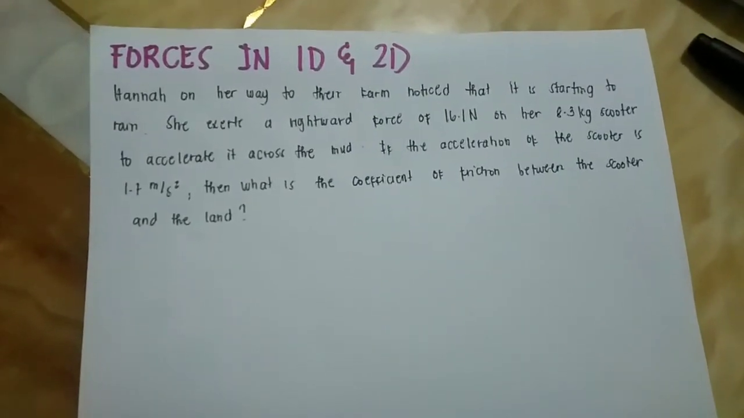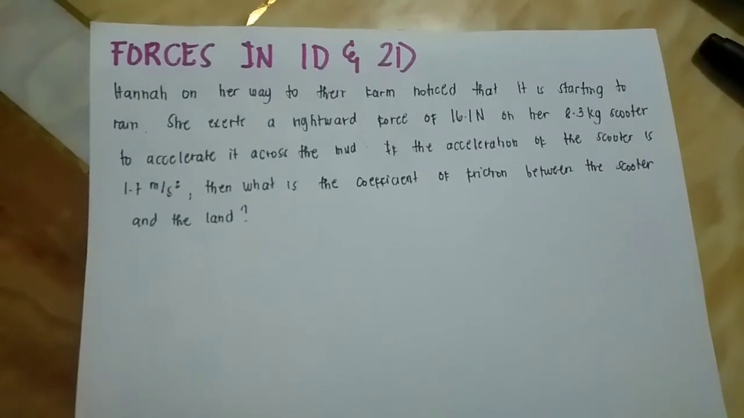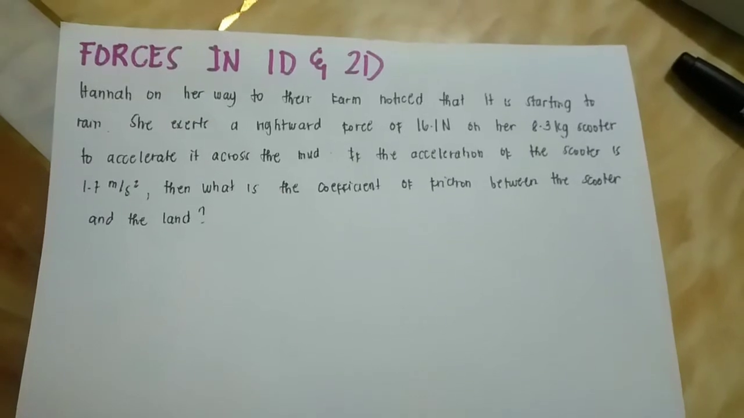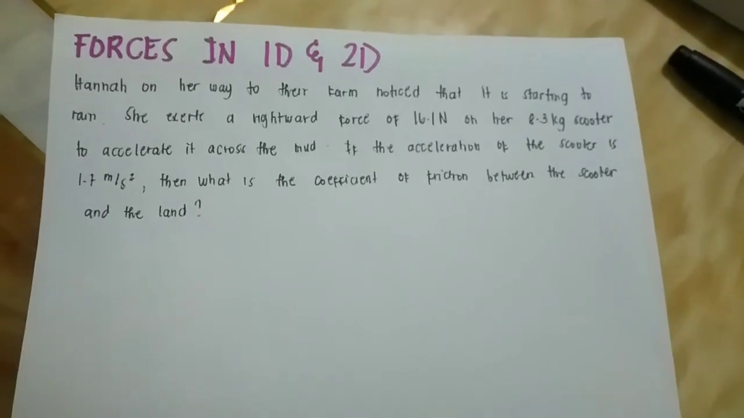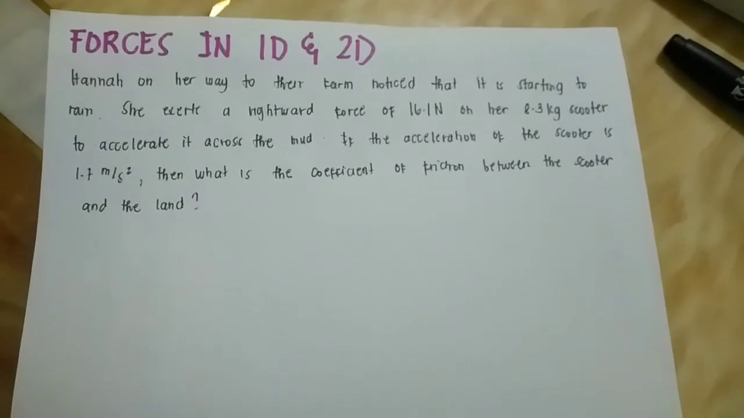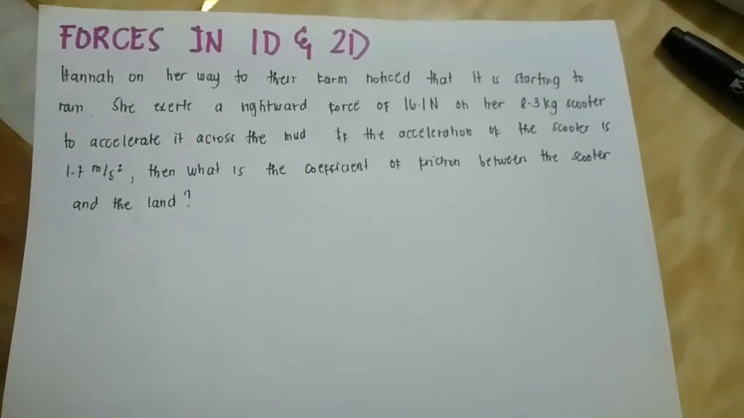Hannah, on her way to their farm, noticed that it is starting to rain. She applies a force on her 8.3 kilogram scooter to accelerate it across the mud. If the acceleration of the scooter is 1.7 meters per second squared, then what is the coefficient of friction between the scooter and the land?